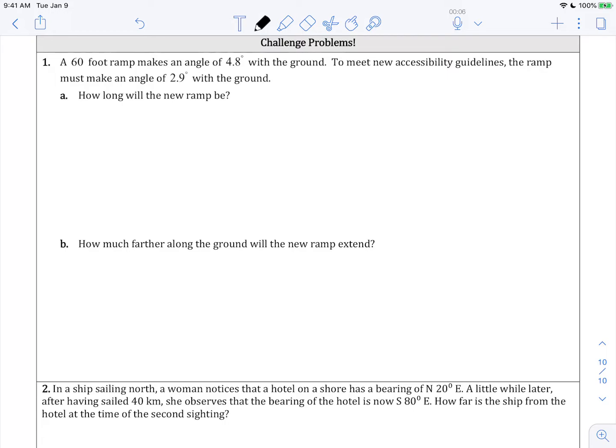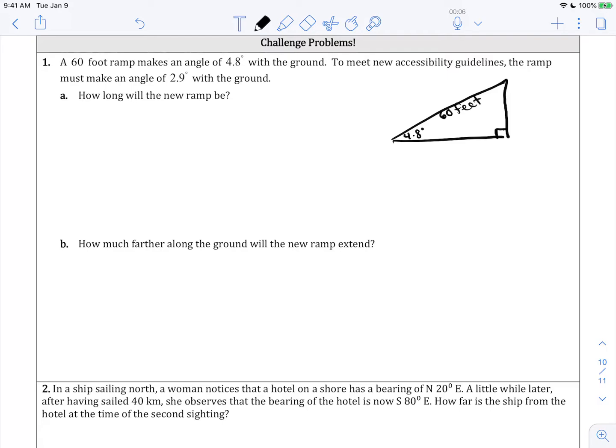A 60-foot ramp makes an angle of 4.8 degrees with the ground. To meet new accessibility guidelines, the ramp must make an angle of 2.9 degrees with the ground. So let's start by drawing this out. Let's draw our first ramp to start. So our first ramp is like this. It makes a 4.8 degree angle with the ground, and it's going up to some platform, right? So this is going to be 90 right here. It says the ramp is 60 feet long, so we can label this 60 feet. Okay, so there's our current ramp.